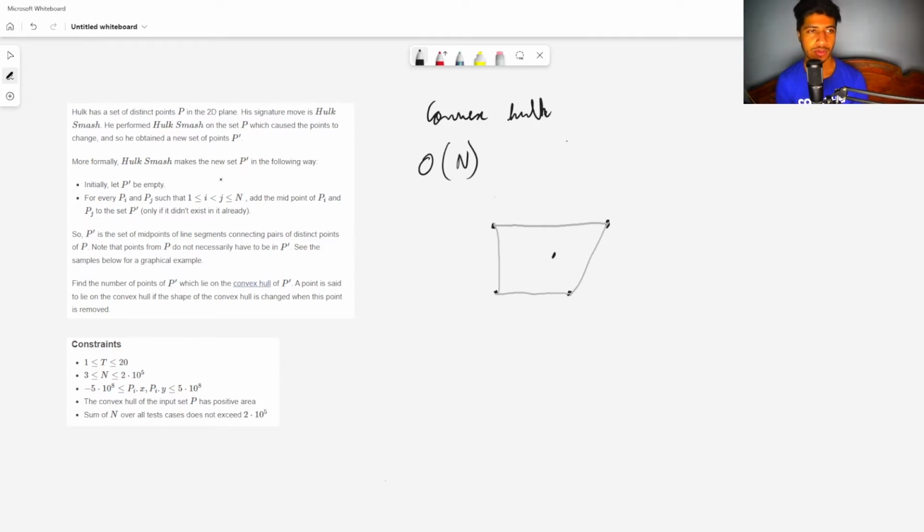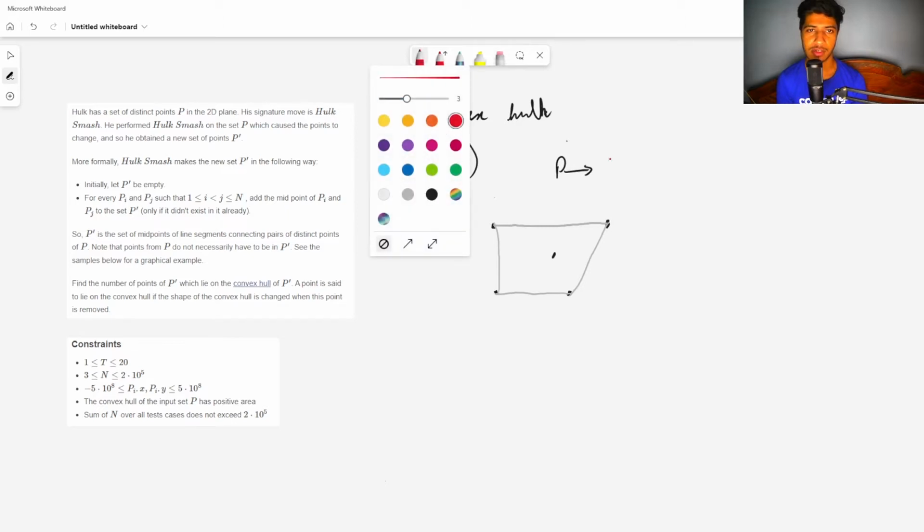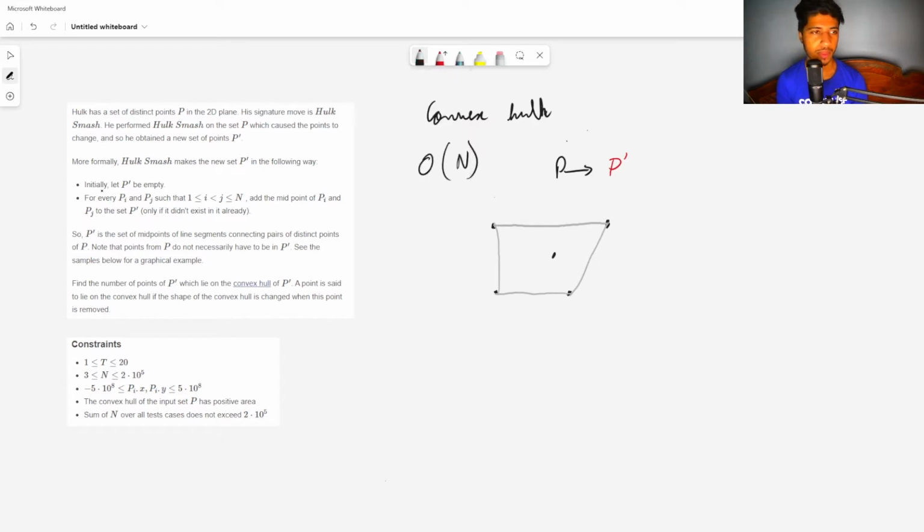Let's look at what the problem is asking. You have a set P of points on a 2D plane, like the black points. You have this move called Hulk Smash, which takes that set of points P and creates a new set of points P dash. I'll write P dash in red so that it's easier to distinguish between the two. How do you construct P dash? Initially, P dash is empty.